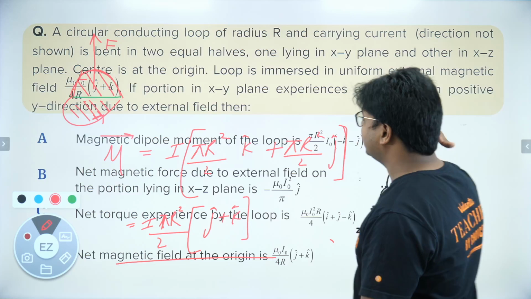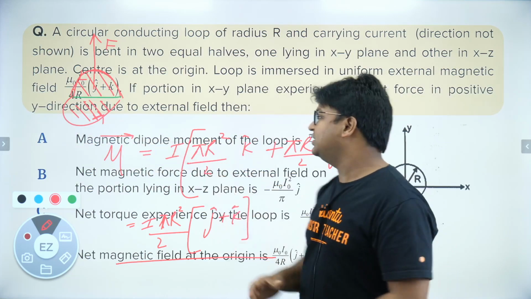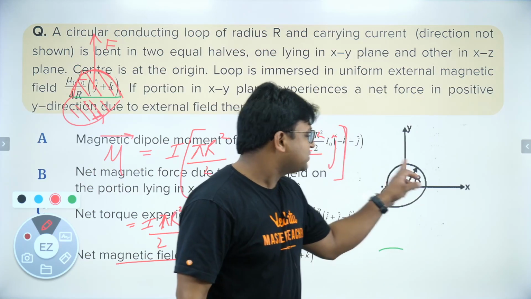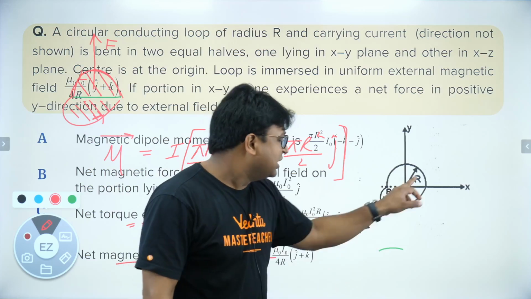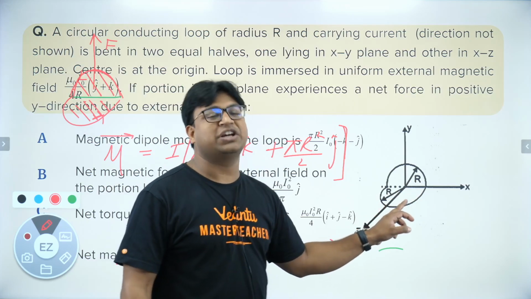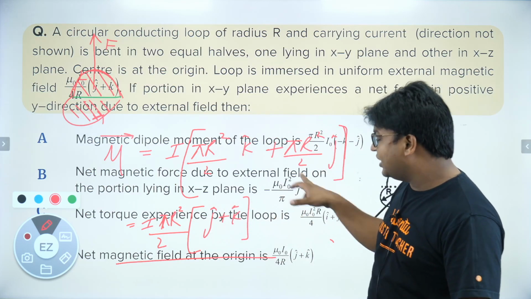The question gives us the direction only. The part kept in the xy plane was experiencing a force in the j direction. So that's pretty obvious that the remaining part of the loop will experience a force in the negative j direction. The direction here is given to be correct.